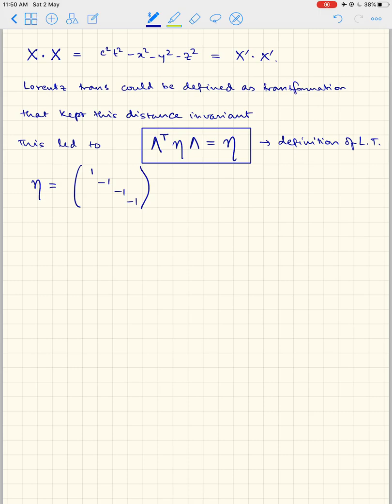From this, we saw that there were 6 independent Lorentz transformations, which were 3 rotations plus 3 boosts in this 3 plus 1 dimensions. So this was, if you wish, a recap of what we had done earlier.